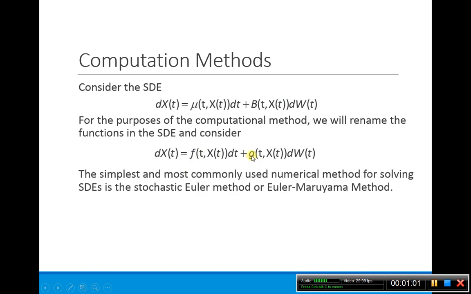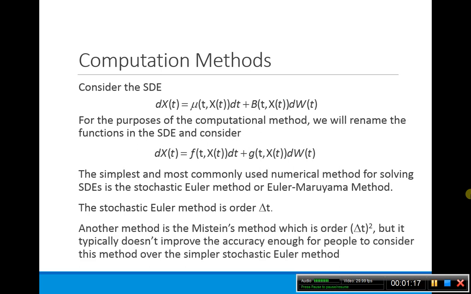The method that is typically used is what's called the stochastic Euler method or the Euler-Maruyama method. This is a method that's based upon ordinary differential equations. It's of order delta t. There is a slightly more accurate method, Milstein's method, which is of order delta t squared, but it doesn't improve the accuracy enough for people to use it over the stochastic Euler method. So most of the time people stick with the stochastic Euler method when implementing the solution of a stochastic differential equation.